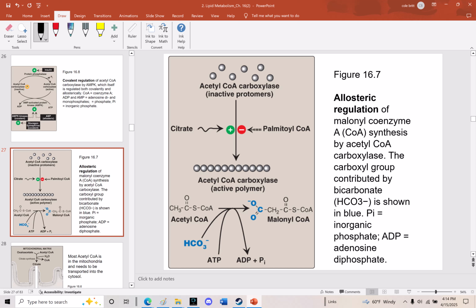And here's another little detail. I'll be honest with you, I don't think I care very much about this detail, so I probably won't put it on the exam, but I'm going to tell you anyway. Acetyl-CoA, most of it's in the mitochondria, guys. And so we got to get it out of the mitochondria. We can't just move acetyl-CoA out. We actually have to turn it into something. We have to turn it into citrate. Citrate can leave the mitochondria, and in the cytosol, it can be turned back into acetyl-CoA.